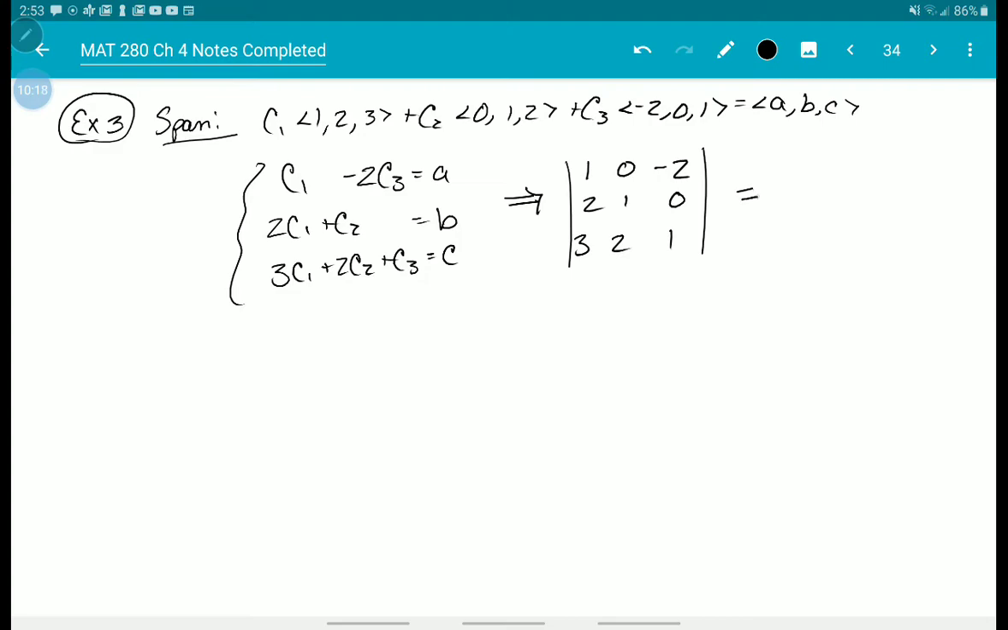And I got the determinant to be -1, which is not 0. So since we have a non-zero determinant, that means that there exists, I'm using the backwards E for there exists, a unique solution to this. And since there's a unique solution, then this set does span. So now we have to check independence.